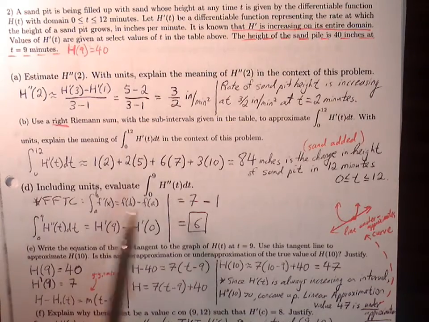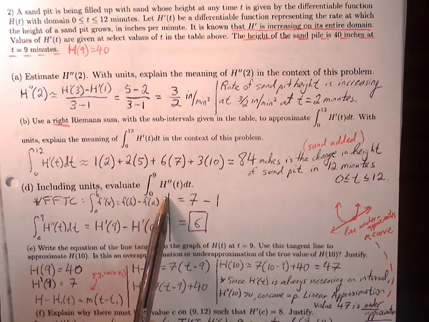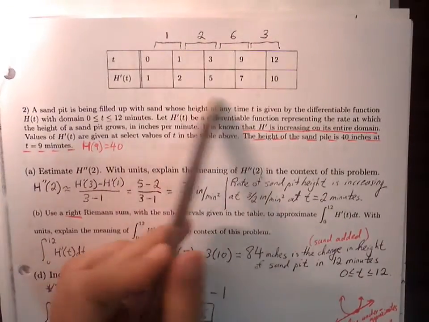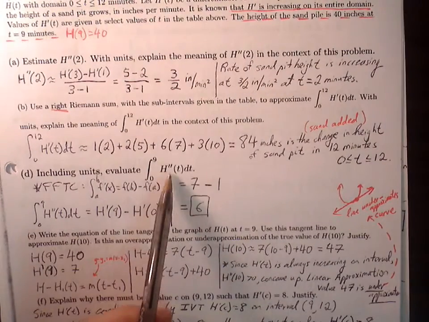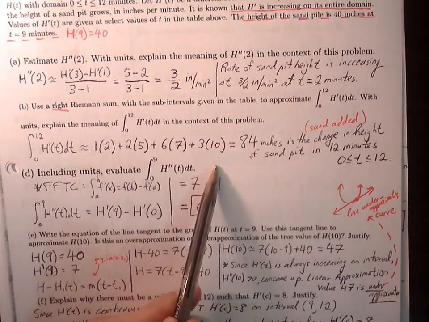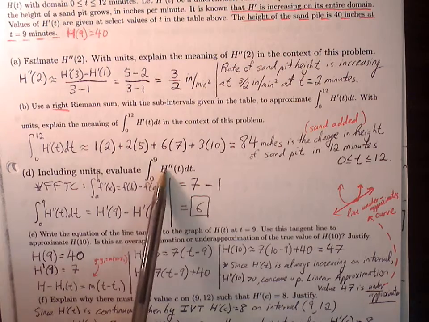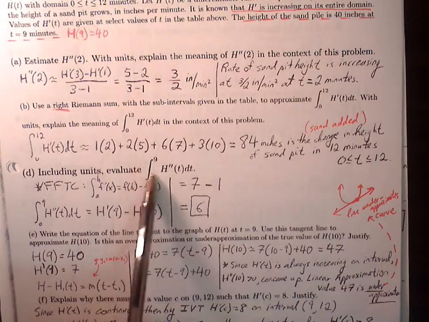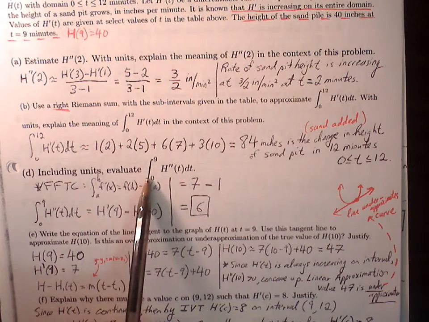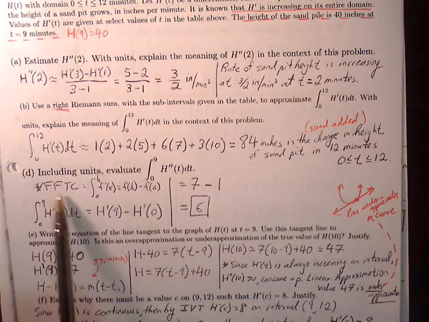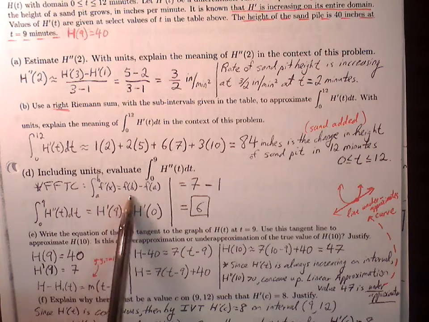All right, including units, evaluate the integral from 0 to 9 of h double prime of t. Notice that we don't have any h double prime for us to find the area of. So we're going to have to rely on something else. Maybe we can convert this into h prime and then use our h prime table instead. To get from h double prime to h prime, we go through the antiderivative process, so we're really applying the first theorem.